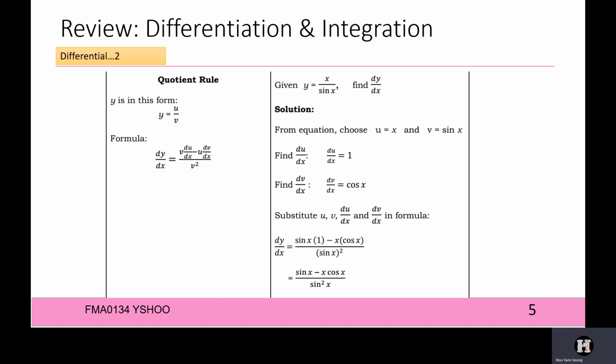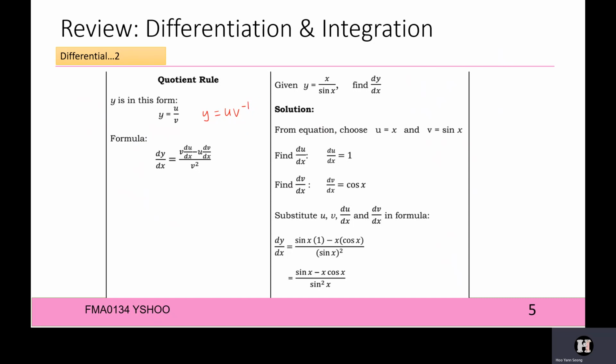The difference between the quotient rule and the product rule is that the quotient is u over v. Maybe some of you who learned this don't like the quotient. Maybe some of you will use y equals u v to the power negative 1. That can work, no problem, but with one condition: don't confuse this negative 1.